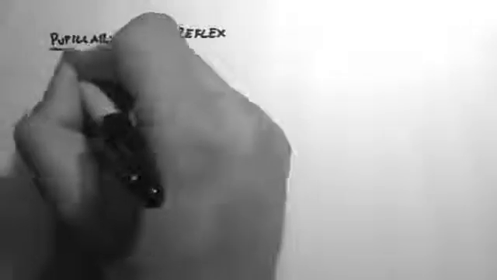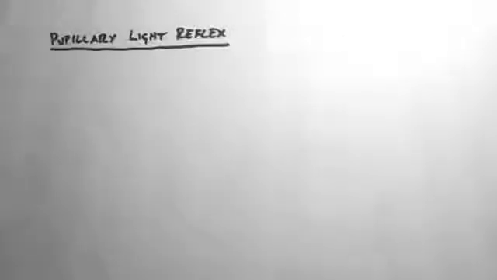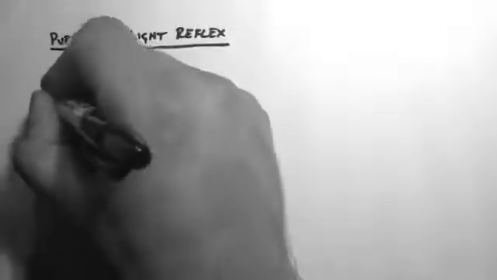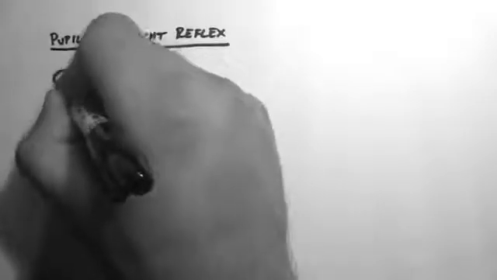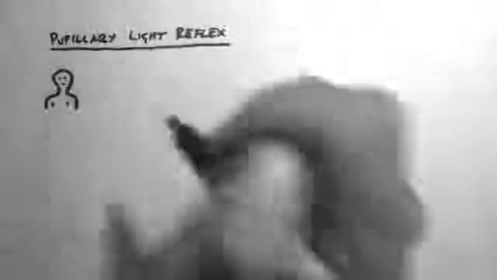Hi, in this video I'm going to talk about the pupillary light reflex. This is the reflex that adjusts the size of the pupil in response to light. So I'm going to draw a diagram, and we're going to be looking at a human from the top downward.